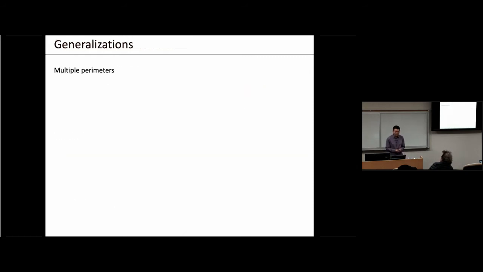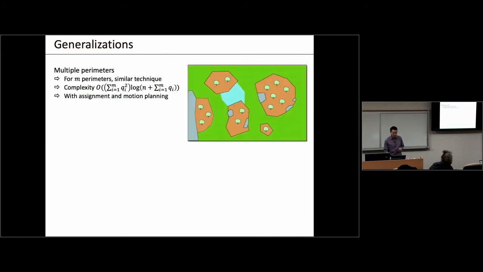Okay, so from the baseline formulation, we can do many generalizations. We can do this for multiple perimeters. We can use the same technique and maintain the efficiency. Of course, we can also combine this with task assignment and motion planning to solve a more complete task. And more recently, we have also had results on heterogeneous guard types.